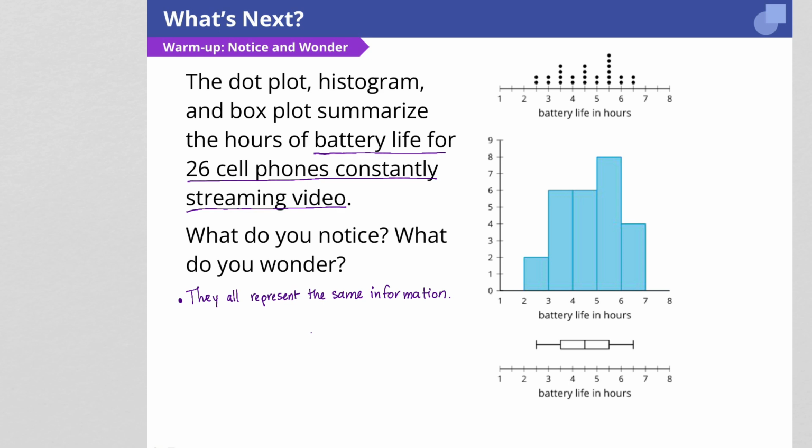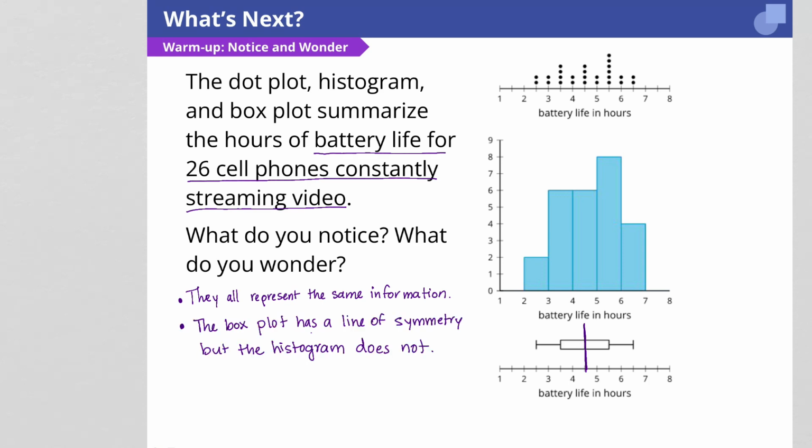When we look at the box plot, we notice that it has a line of symmetry down the median. If I were to fold this in half along the median, both sides would look the same. But the histogram doesn't. The same is true for the dot plot. When I look at the dot plot, it doesn't have a line of symmetry either.